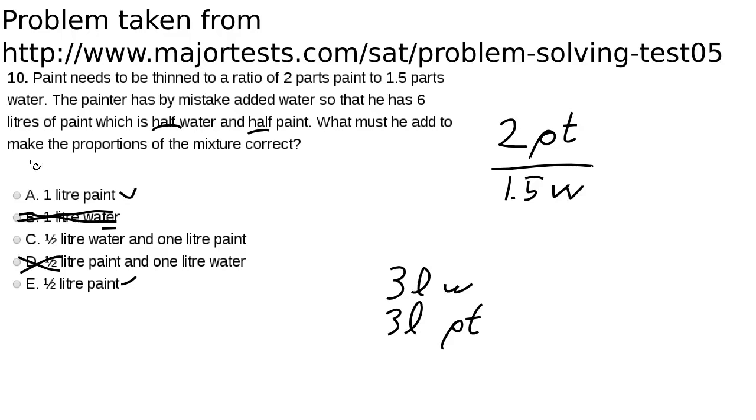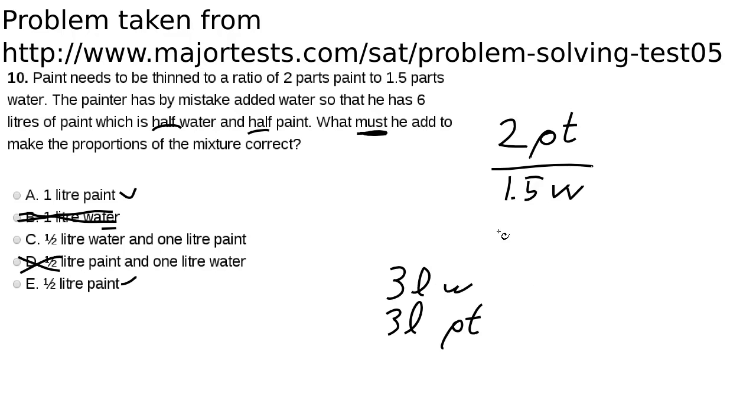What must he add to make the proportions of the mixture correct? Is there really only one? The way the question is asked, it sounds like there's only one way to do it. And I'm not sure that that's the case, but let's keep thinking about this and see how things go as we go along. Let's say that he was going to keep his water, because he really needs more paint. So let's say he was just going to leave the water as it is.